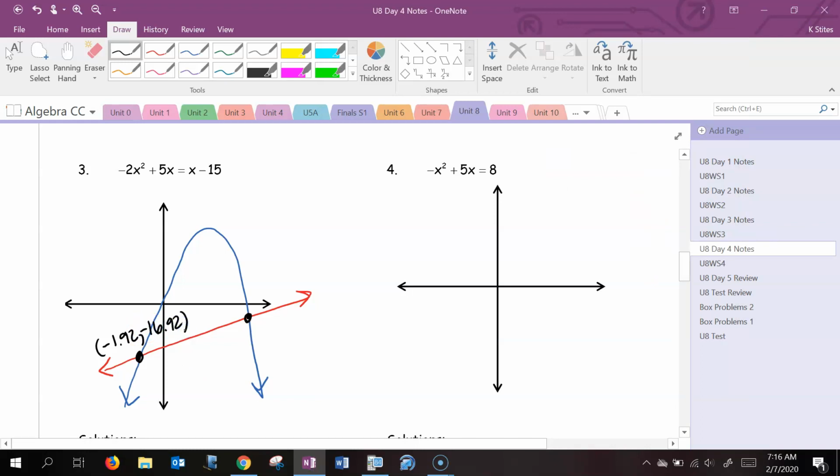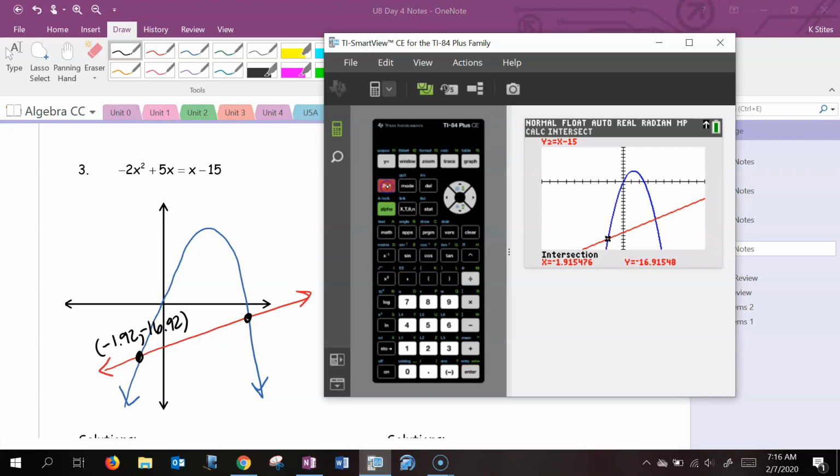Okay, all right, and now we have to find the other one. Second trace 5, move your cursor over. Okay, close enough. Enter, enter, enter.